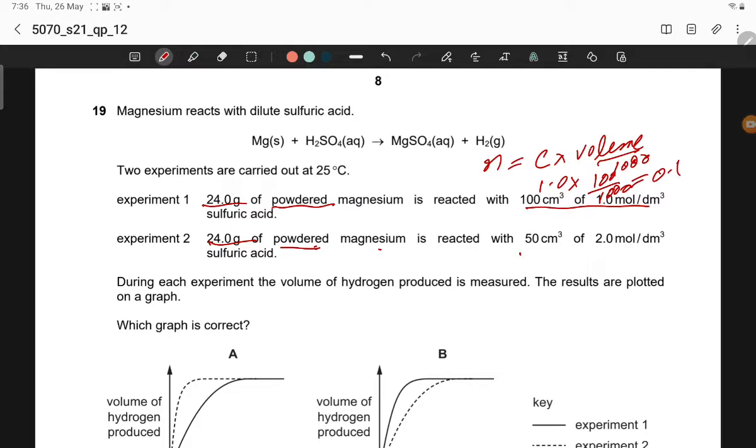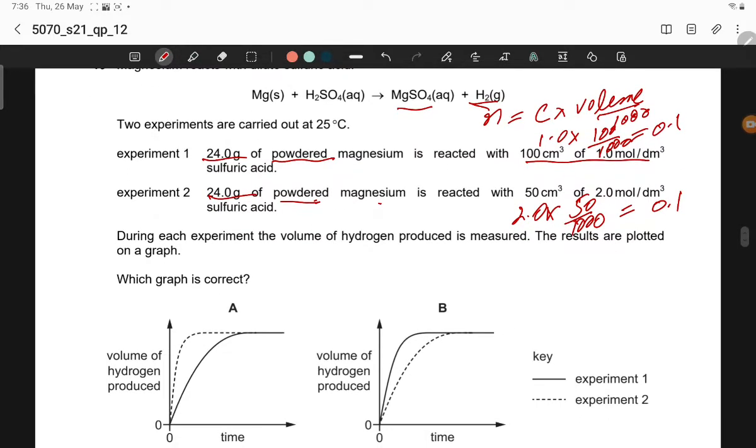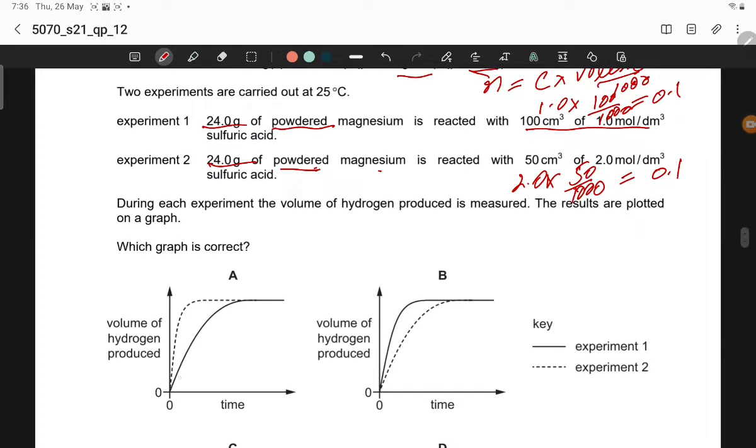Again, 2 multiplied by 50 divided by 1000. This is also equal to 0.1 mole. The same moles of H2SO4 are used in both reactions, so the same mass of products is produced. During each experiment the volume of hydrogen produced is measured. The results are on this graph.